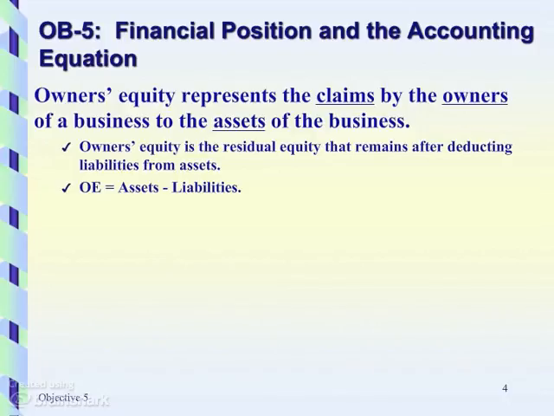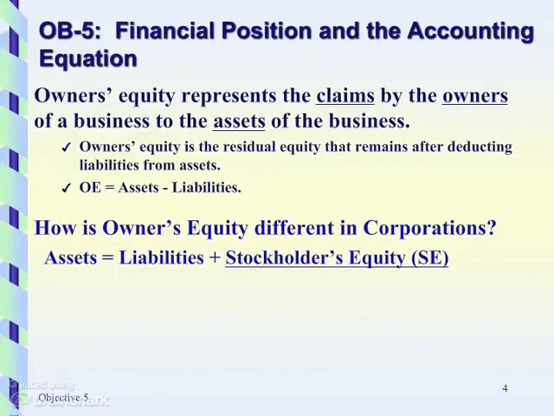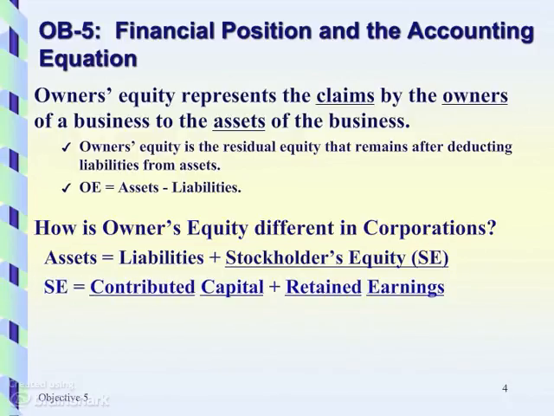If we look at the accounting equation phrased differently, owner's equity equals assets minus liabilities. How is the owner's equity different in a corporation? Now instead of just saying owner's equity, we're going to focus on the stockholders as the owners. Stockholders' equity, we'll phrase it as SE. The stockholders' equity consists of two primary categories: what we call contributed capital and retained earnings.